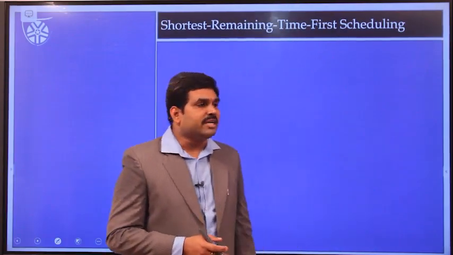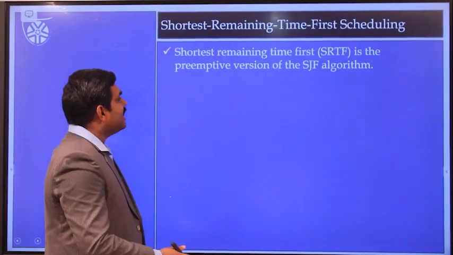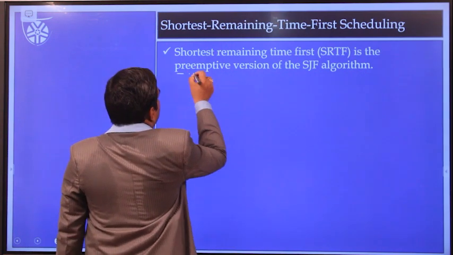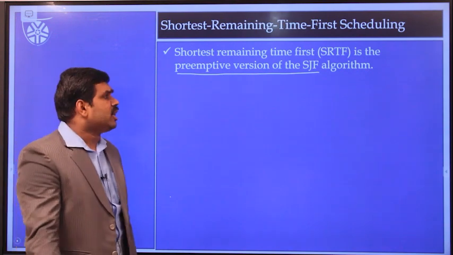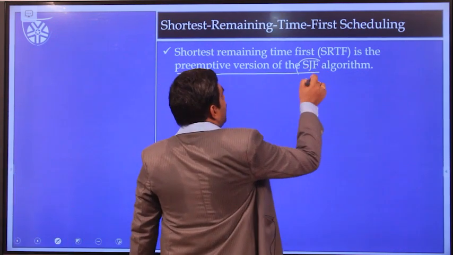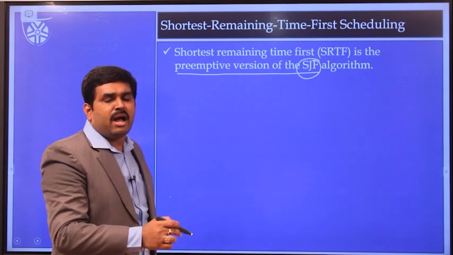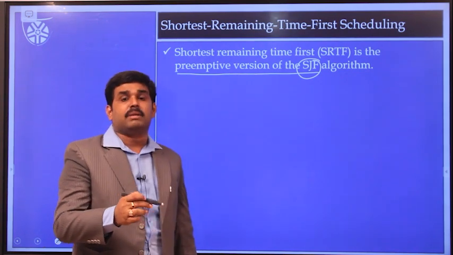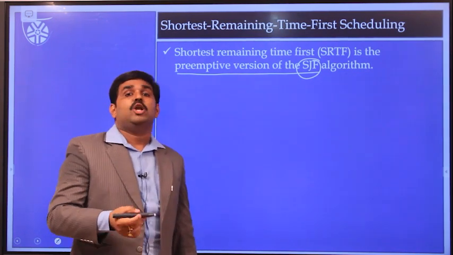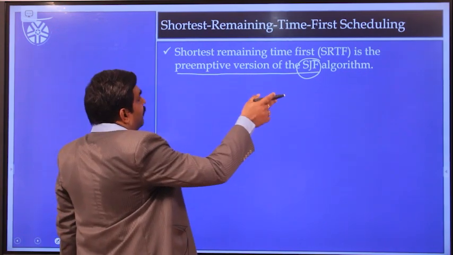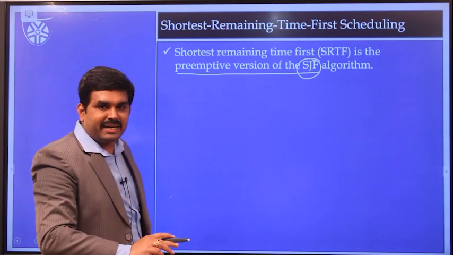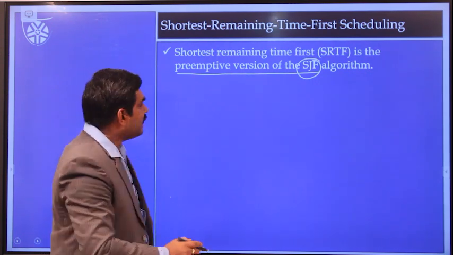So firstly, we are going to discuss the shortest remaining time first scheduling algorithm. This is referred to as the preemptive version of the shortest job first scheduling algorithm. Shortest job first is a priority scheduling algorithm, right? How do we say that it is a priority scheduling algorithm? The priority can be assigned based on the lowest CPU burst time, right? So it is a preemptive priority scheduling algorithm.